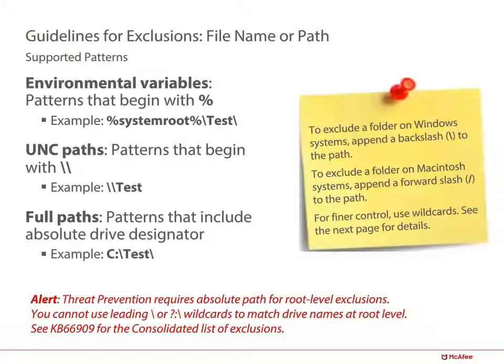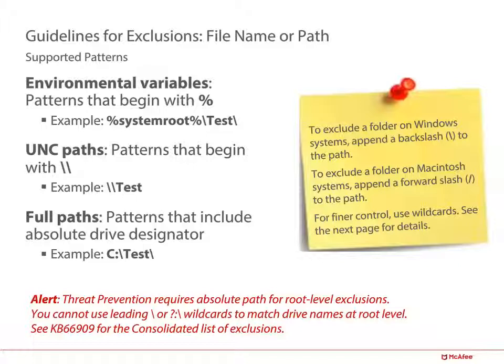To talk about the guidelines for exclusions, we have these different supported patterns. You can use environment variables like the %. An example we have here is the system root, and then you put your backslash, and then you have your different folders. You can also use UNC paths, where you can have the 2 backslashes and then the name of your folder or your file. And then the full path is where I give the drive letter, then you have the folder name and then a backslash.